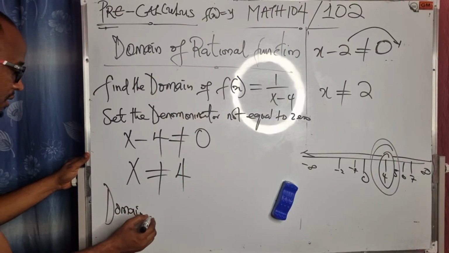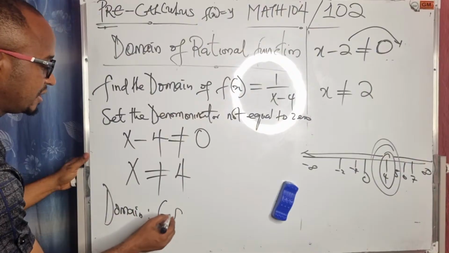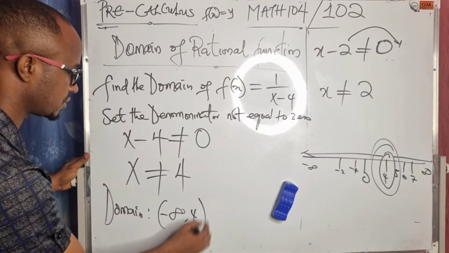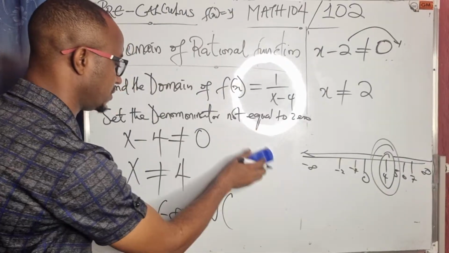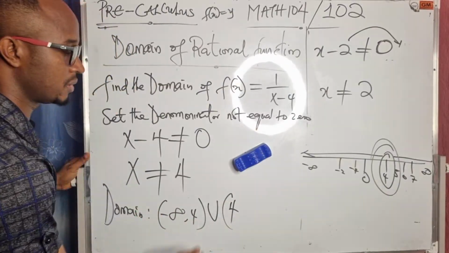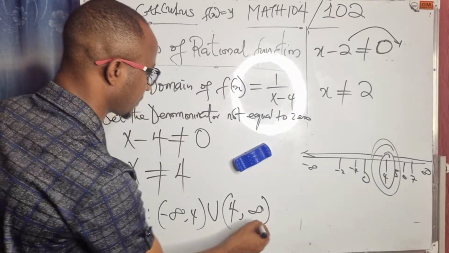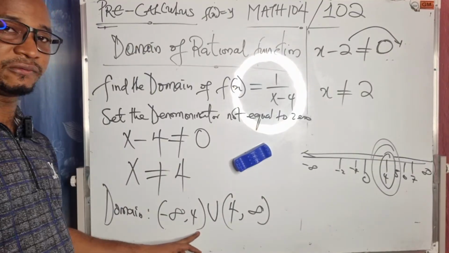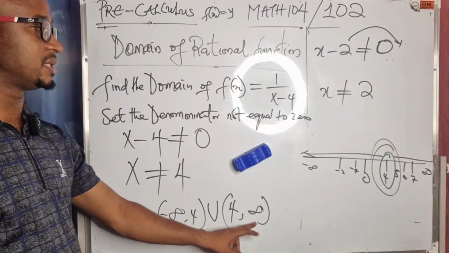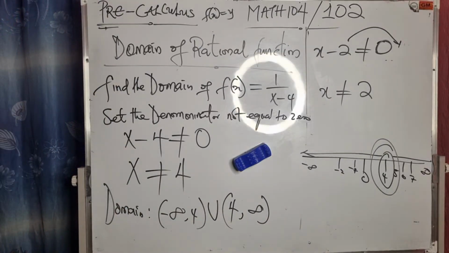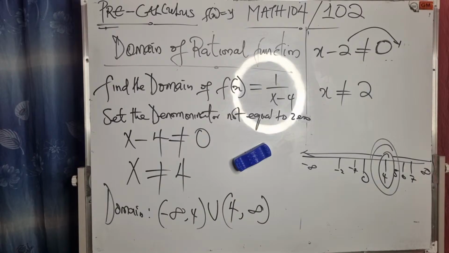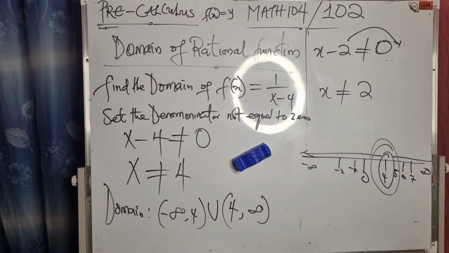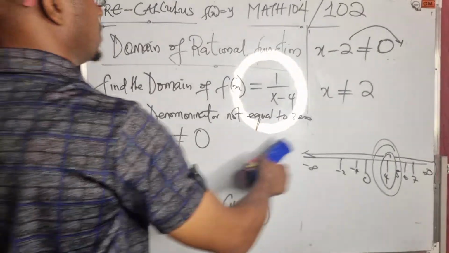So how do we write this now? The domain becomes what? Minus infinity to 4. Then our union, we have 4 to what? Positive infinity. From negative infinity to that 4, but we are excluding 4, right? Then from 4 to positive infinity. Okay.